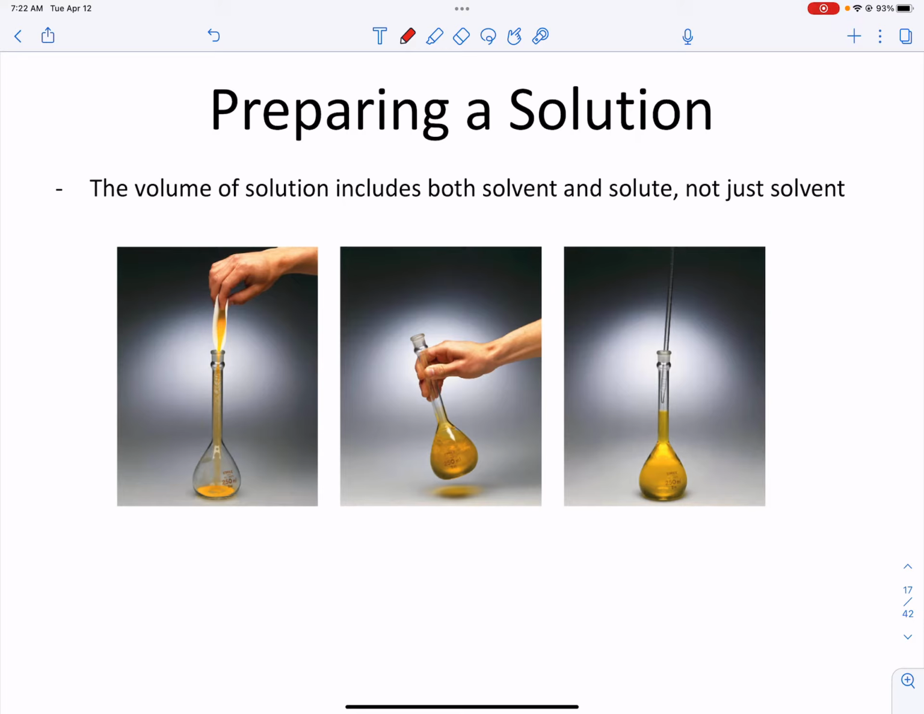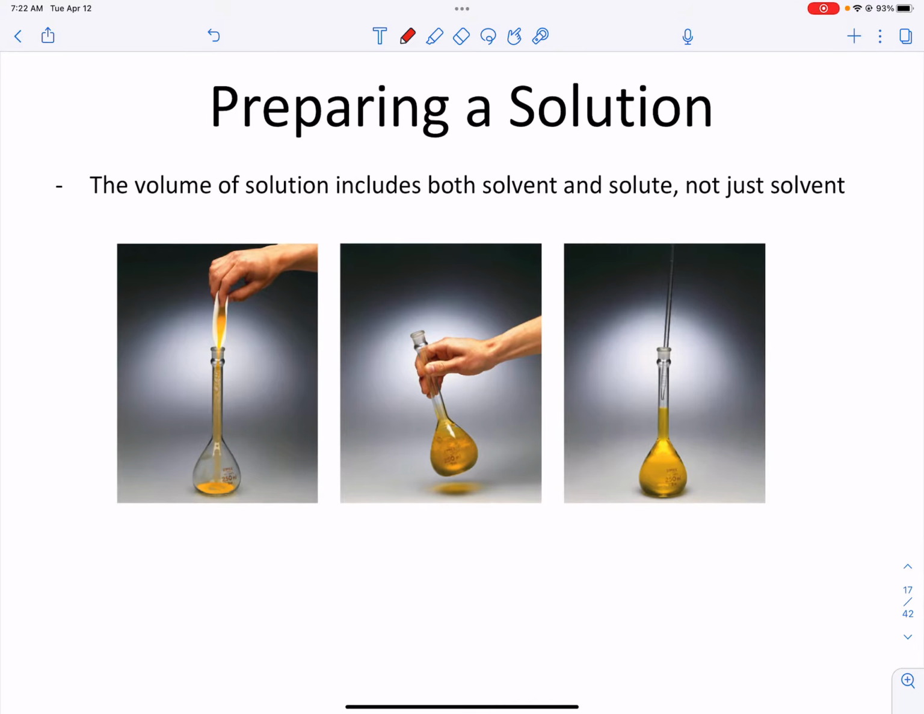Okay, so quick note on how to properly prepare a solution. So I'm going to read this little line under the title. It says, the volume of a solution includes both solvent and solute. Okay, your solute contains a volume. Usually we think of the volume coming just from the solvent, but it's also the solute.